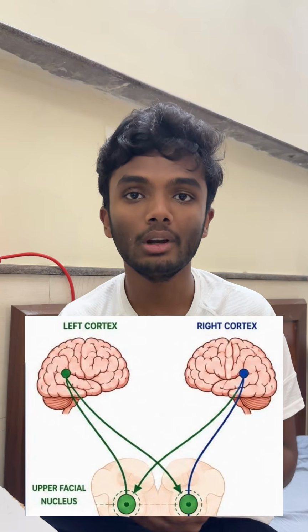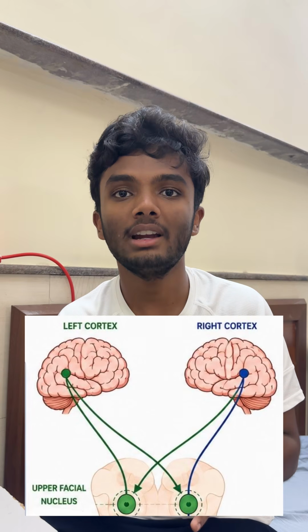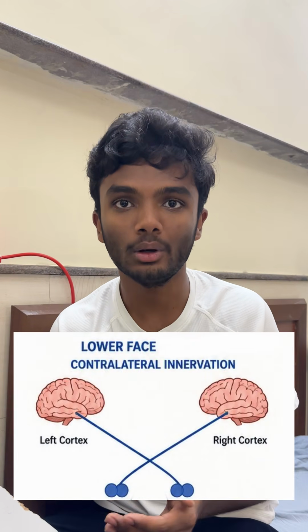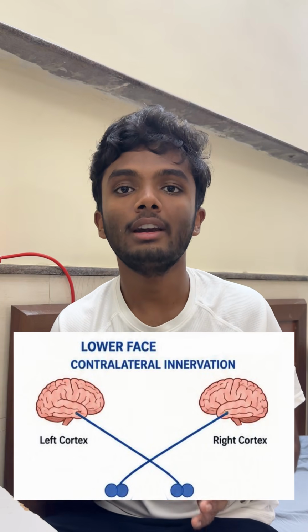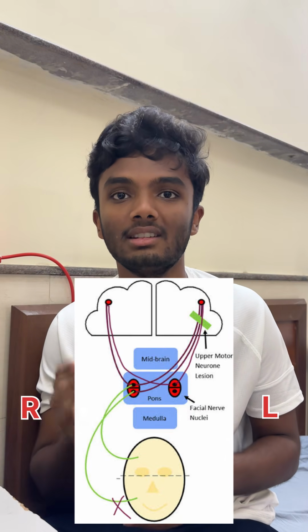The upper half of the nuclei has bilateral representation, which means it receives fibers from the ipsilateral as well as the contralateral cortex, whereas the lower half of the nuclei receives fibers only from the contralateral side and not from the ipsilateral cortex. For an example, let's look at a left side UMN type of lesion as in this image.